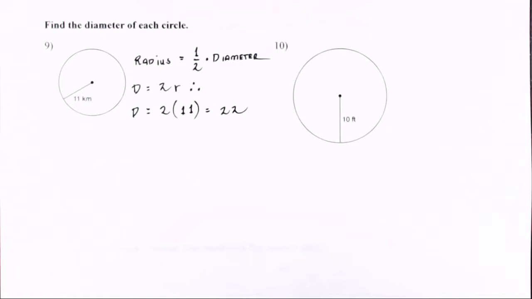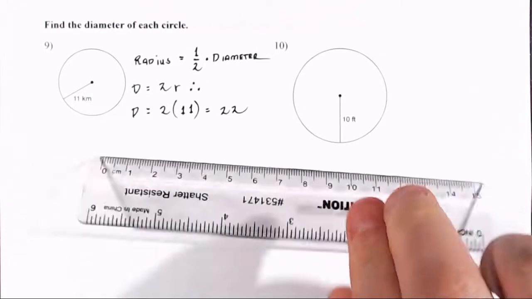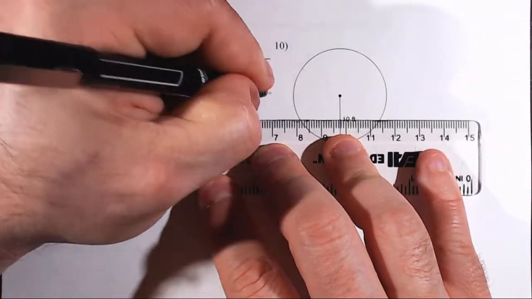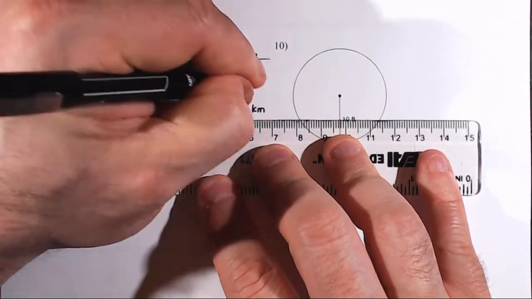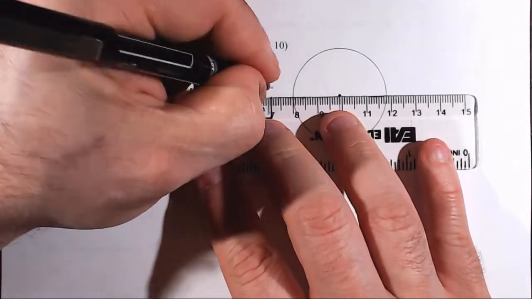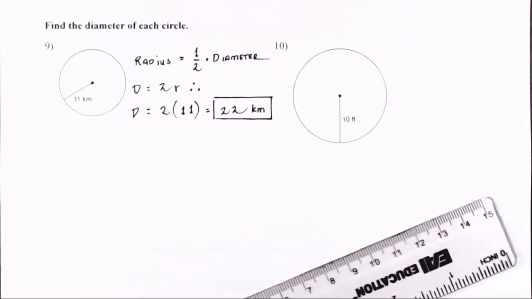Okay? And get our little ruler back, 22 kilometers. Don't forget your units. So 22 kilometers. And that's number 9.